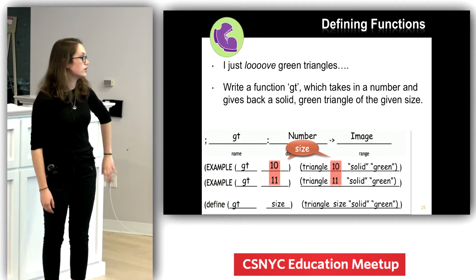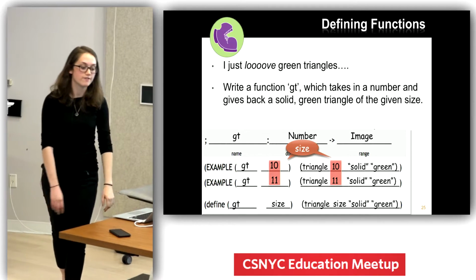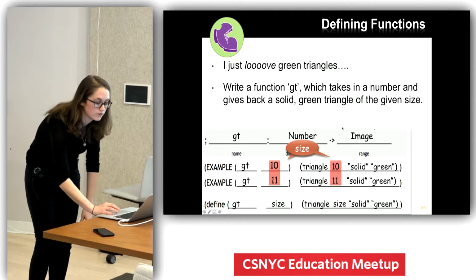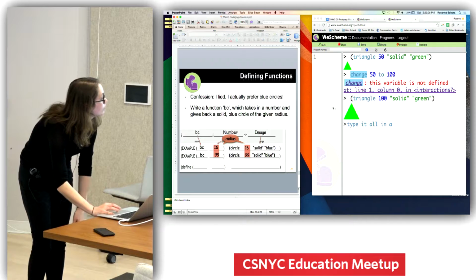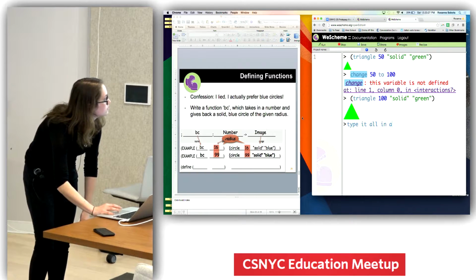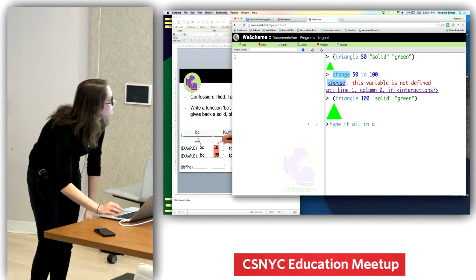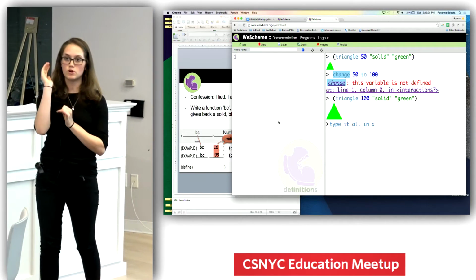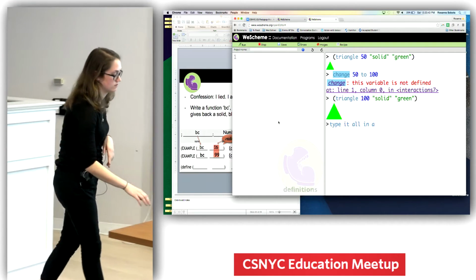Take 2 minutes with your partner to type in all 3 parts of the design recipe into the definitions window in WeScheme. So that's the window on the left-hand side of WeScheme. If you hover over it, you'll see it says definitions. That's where you want to type in your contract with a semicolon in front, that means comment, your 2 examples, and the definition.